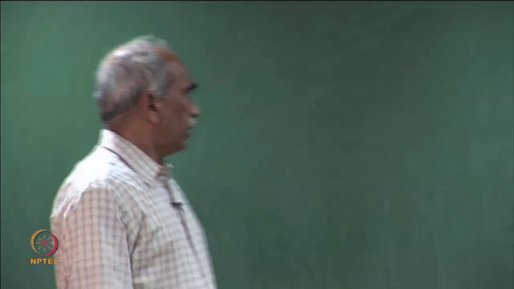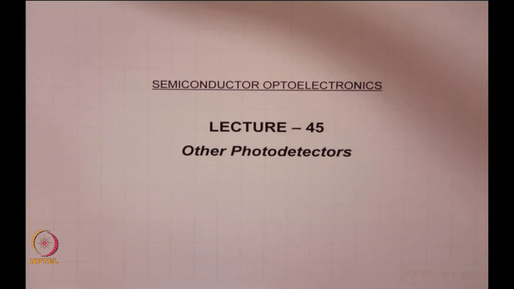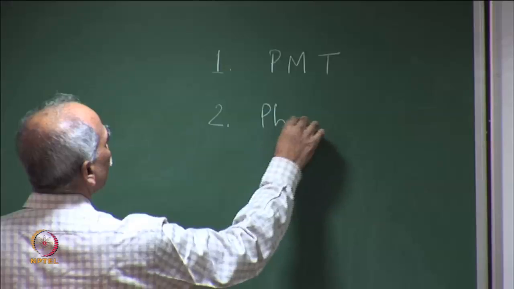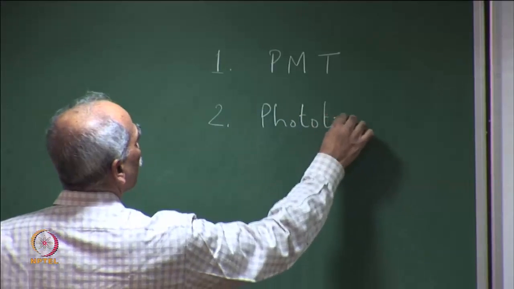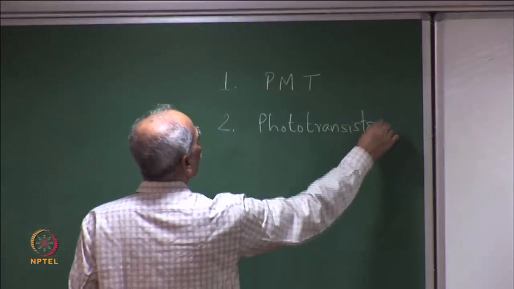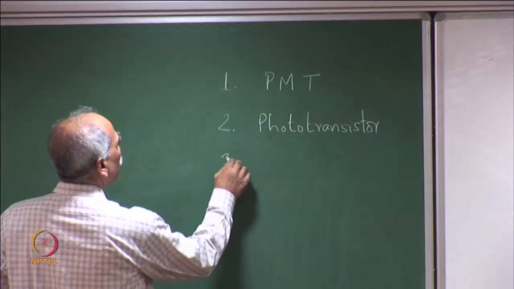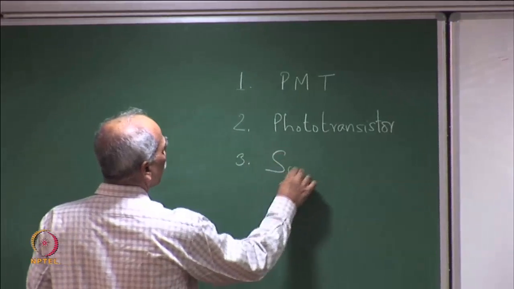So, the first of these, let me list some of the important photodetectors here. The photomultiplier tube, PMT. We also have phototransistors. Then we will briefly discuss solar cells.